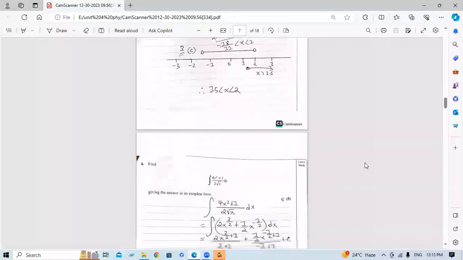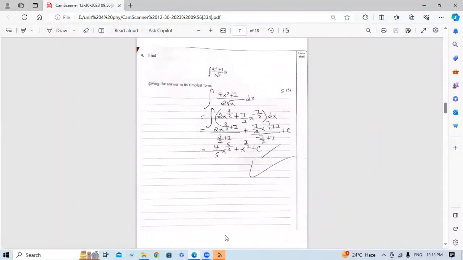Now let's move on to question number 4. In question number 4, it had been asked to integrate 4x squared plus 1 divided by 2 root x dx, giving the answer in its simplest form. So over here, we just need to write the question at first: integrate 4x squared plus 1 divided by 2 root x dx.